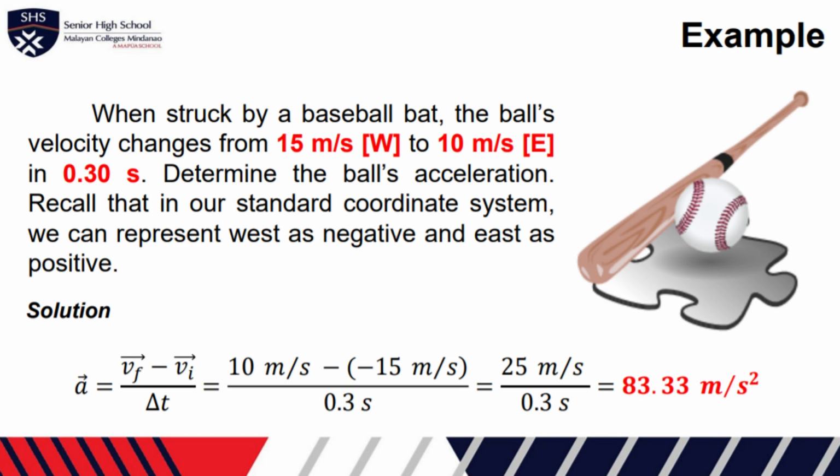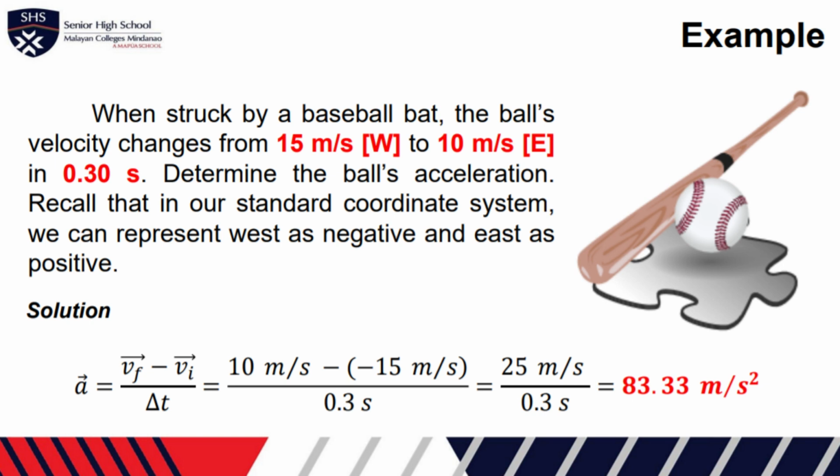I want you to recall that in our standard coordinate system, we can represent west as negative and east as positive, which we can use in our solution. Now let us determine what is the equation needed. Since we're trying to determine the acceleration, we will simply use the equation acceleration is equal to final velocity minus the initial velocity over change in time. Now remember that initial and final velocity in the problem are given. That is the reason why we are using this particular equation.